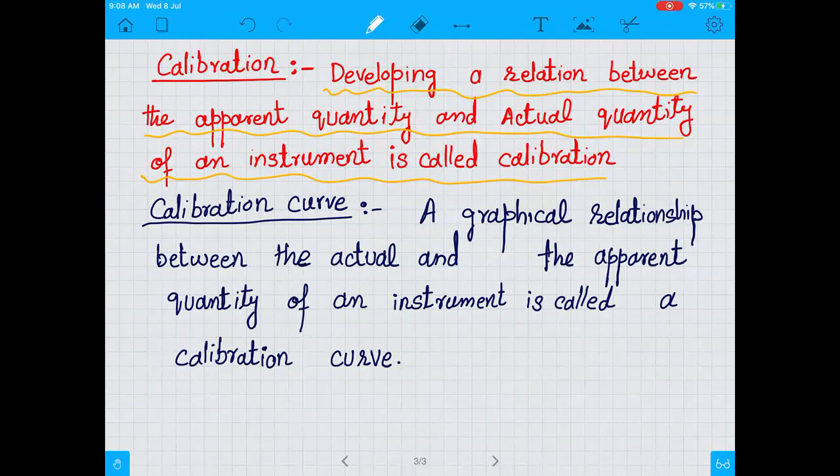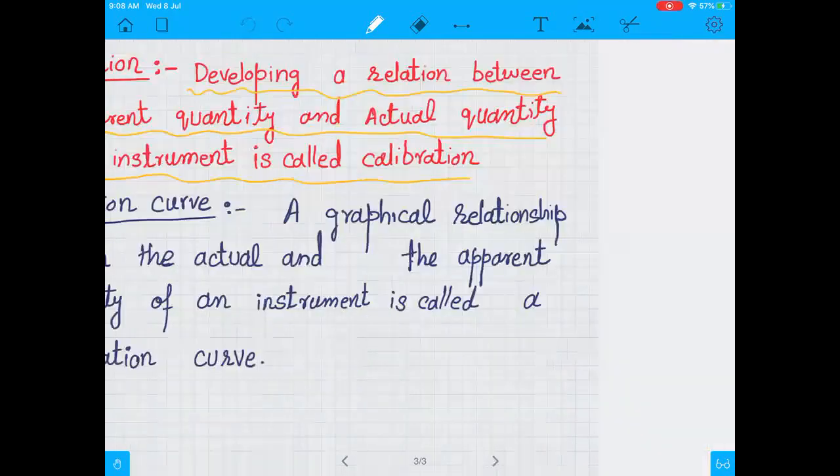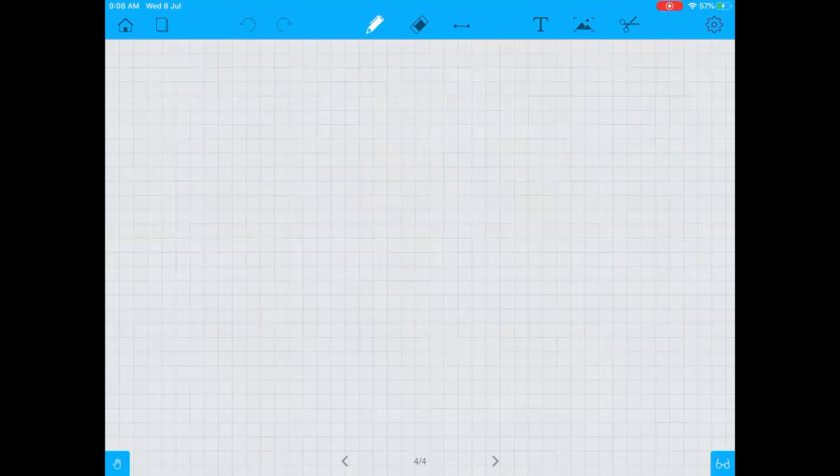Now, there are some terms related to the calibration curve that you need to understand. Generally, students are confused between sensitivity and precision. You have to understand the difference between sensitivity and precision, and I will try to explain that. Students often mix sensitivity and precision.